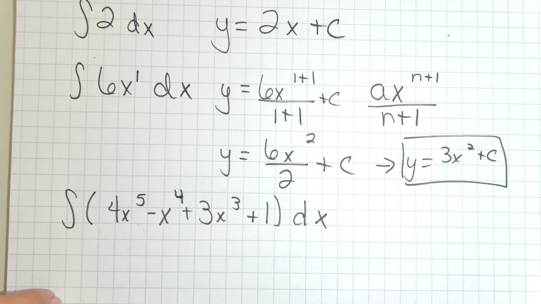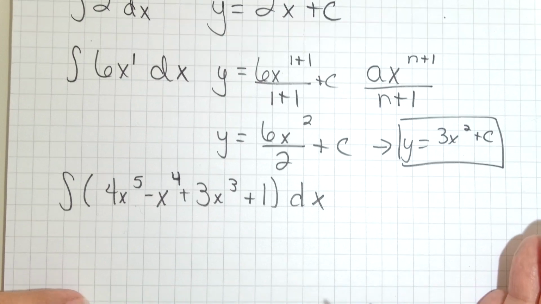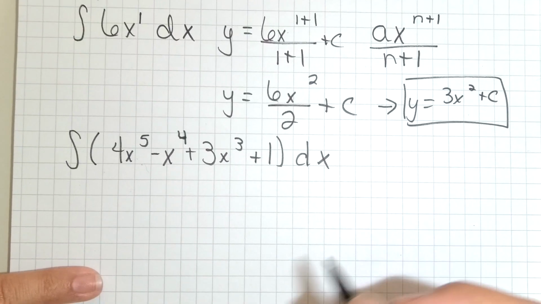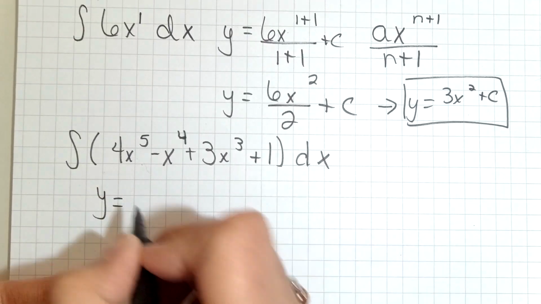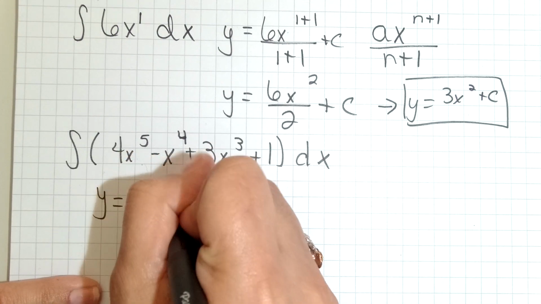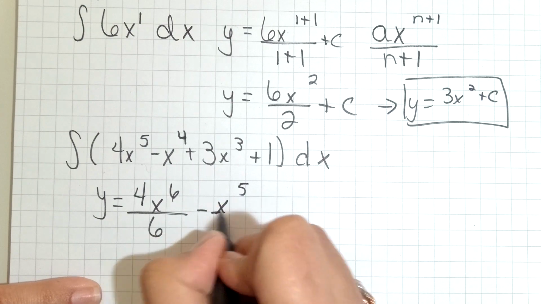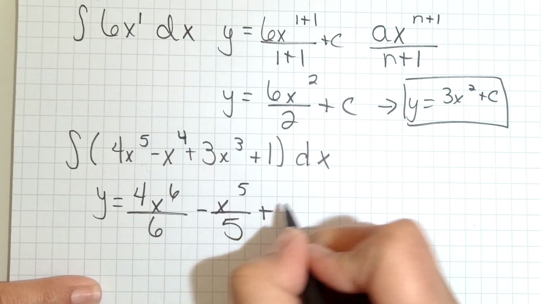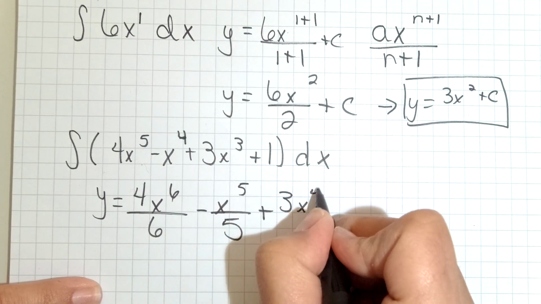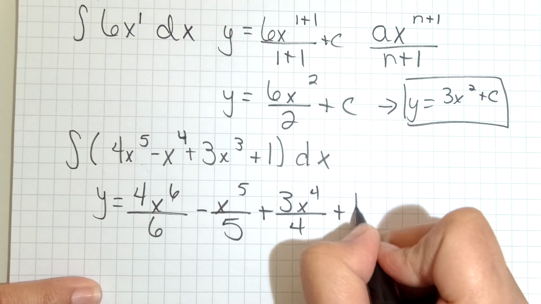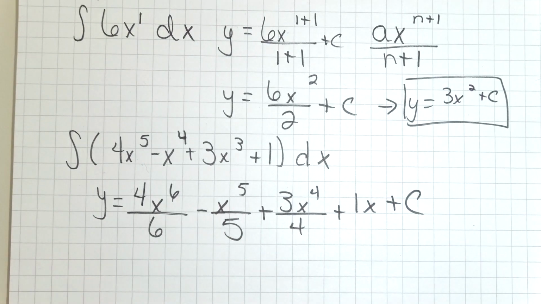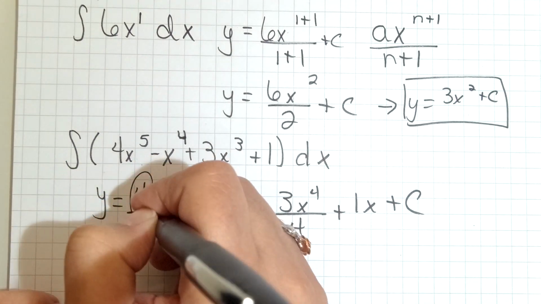Okay. What rules am I using here? Constant and power. So I'm using both of them. I'm just going to write down the answer: 4x to the 6 over 6 minus x to the 5th over 5, plus 3x to the 4th over 4, plus 1x, plus c. Is that the final answer? No, simplify. Which one? 4 and 6. Very good.